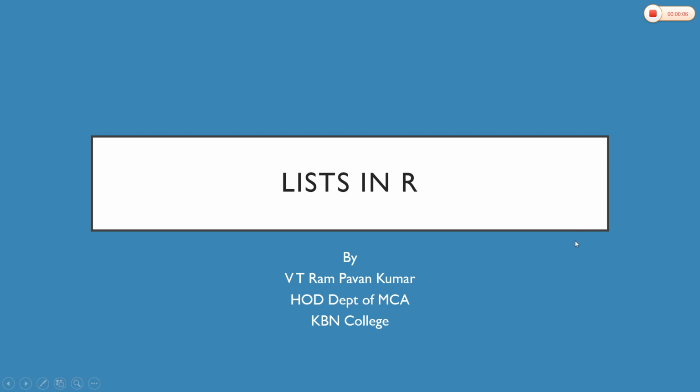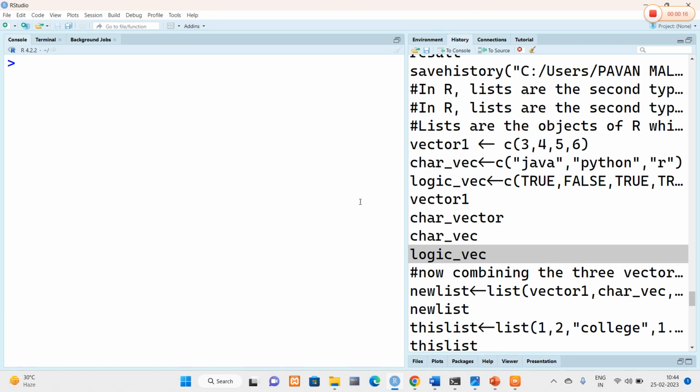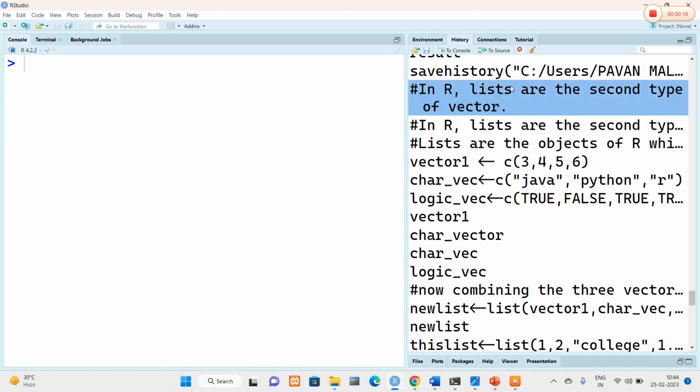So, lists are another data structure in R. Lists are the objects of R which contain elements of different types, that is, different data types. Earlier, we saw vectors and matrices, which hold the same data type. A list contains elements of different data types. So, in R, lists are a second type of vector itself.